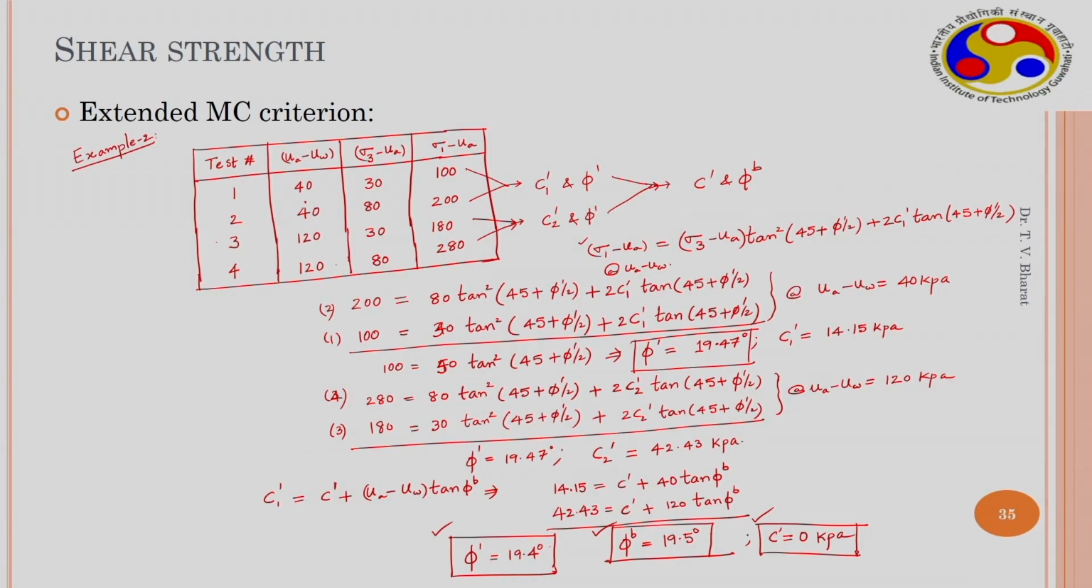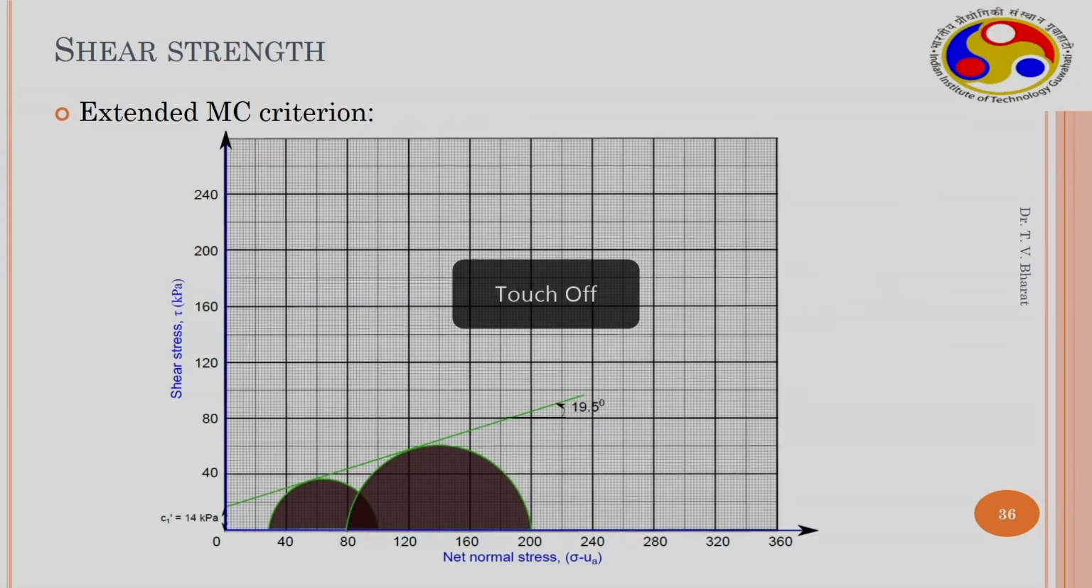So these test data sets are essentially obtained by maintaining one particular suction value. 2 test data sets could be obtained by changing the all round pressure, and another set of data can be obtained by maintaining a different matrix suction but changing the all round pressure. So if we have such data, we can obtain all the strength parameters. Quickly let us see how graphically this could be done.